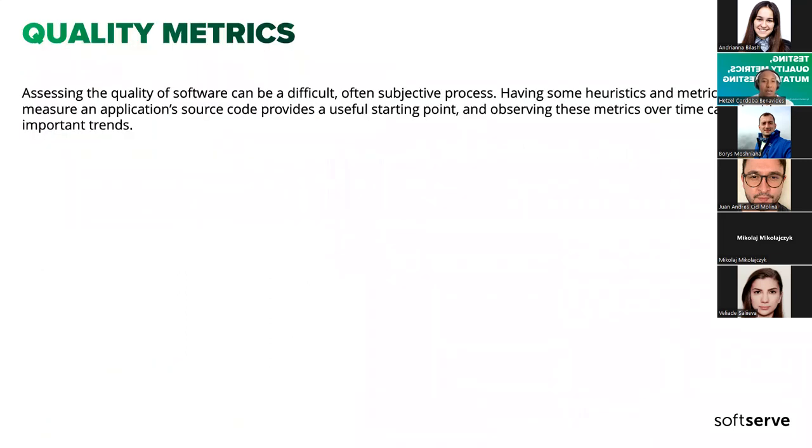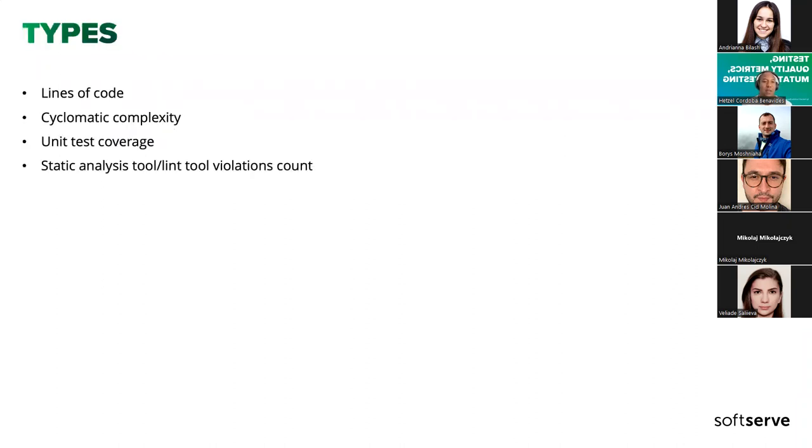After that, we have some quality metrics once we are in the unit test stage. With these quality metrics, we can be aware of all the things that we are doing and be able to tell that our tests are good, and that they are testing as much of the code as possible. For that, we have different types. We have the lines of code.